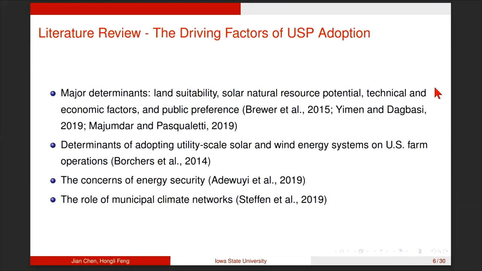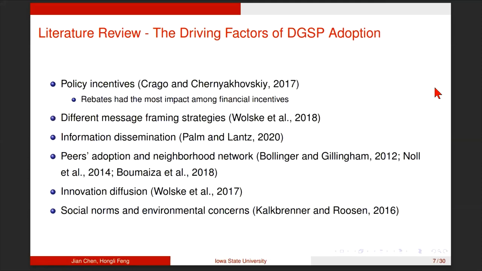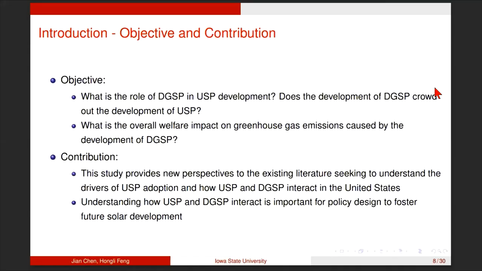So existing literature has investigated the driving factors of USP adoption and DGSP adoption, but to our knowledge, less attention has been paid to the adoption of USP while incorporating the role of DGSP in the decision-making model. So the objective of this paper is to examine the role of DGSP in USP development. Specifically, does the development of DGSP crowd out the development of USP? And later, in a future step, we also seek to understand the overall welfare impact on greenhouse gas emissions caused by the development of DGSP.